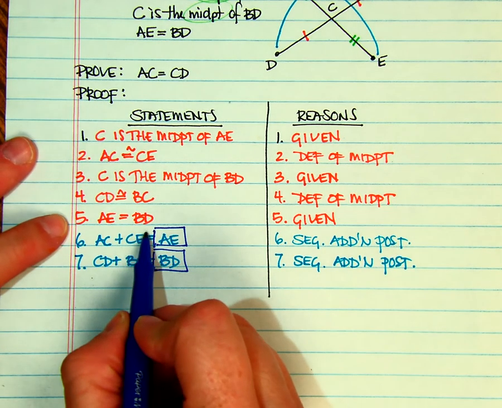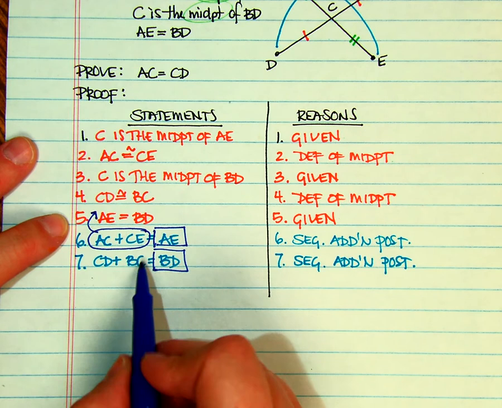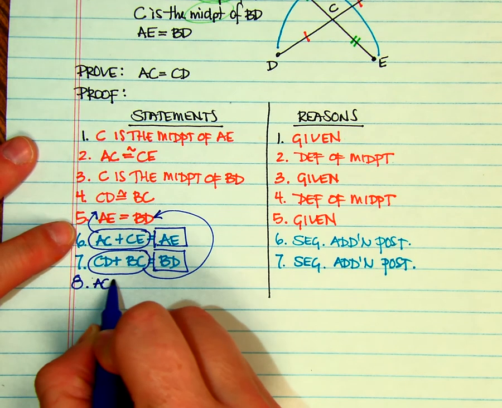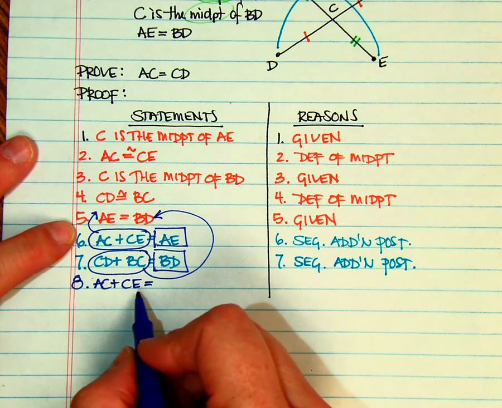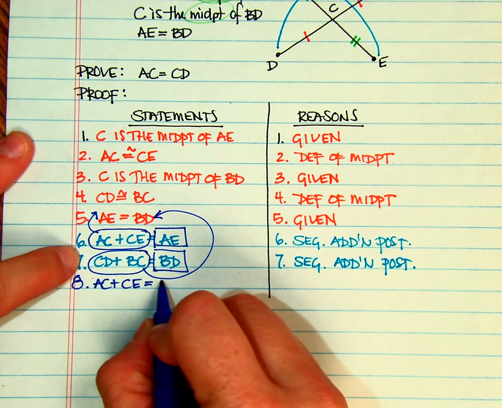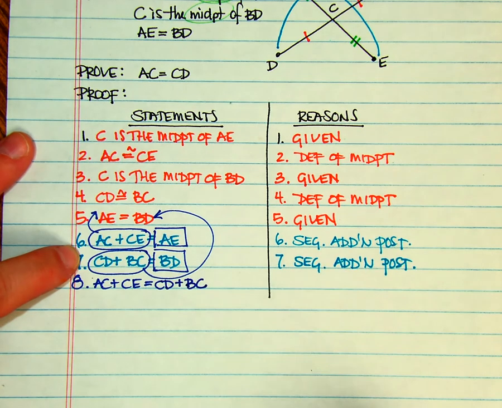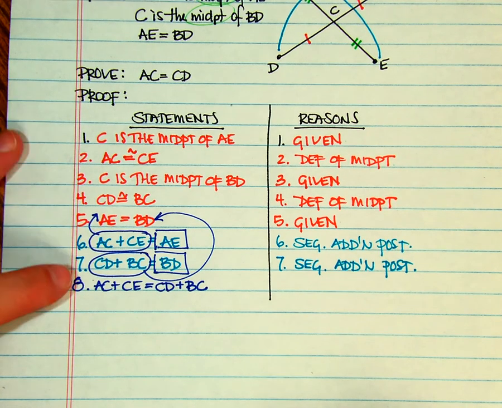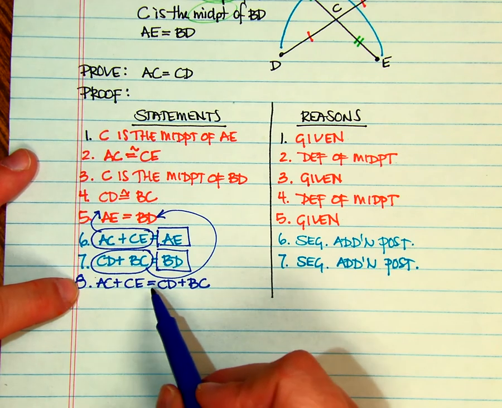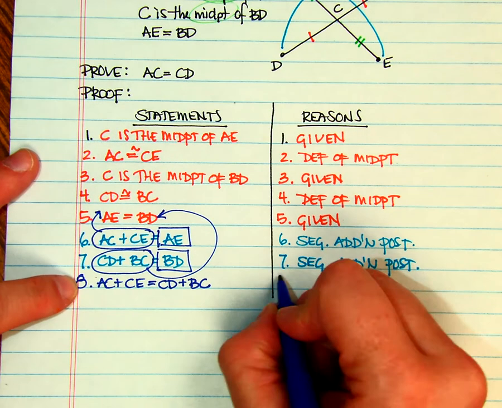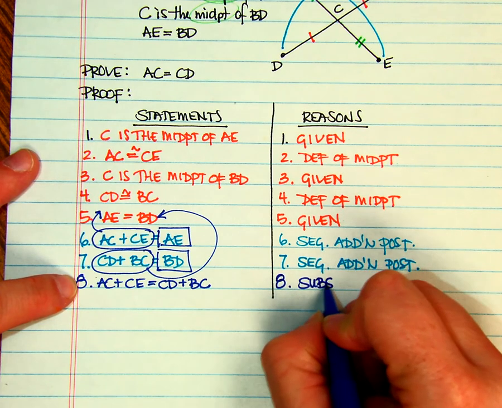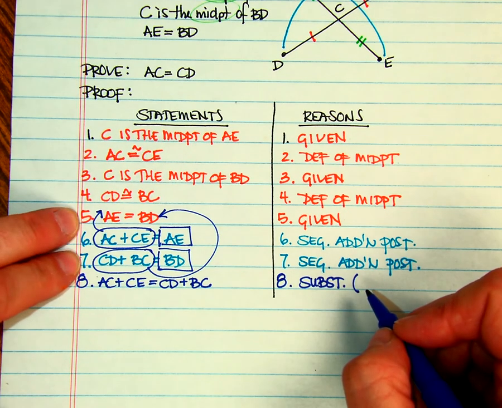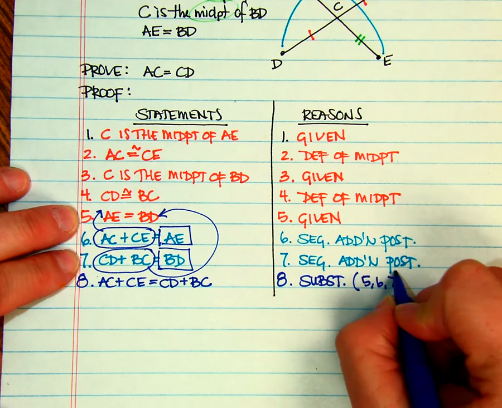So just like the last proof, I can put this piece into here and this piece into there. So I know that AC plus CE equals CD plus BC. And I can do that by substitution. And for substitution, I like to put what statements I used. So I took the idea of 6 and 7 and put it into 5. So I used 5, 6, and 7 to create this new statement.